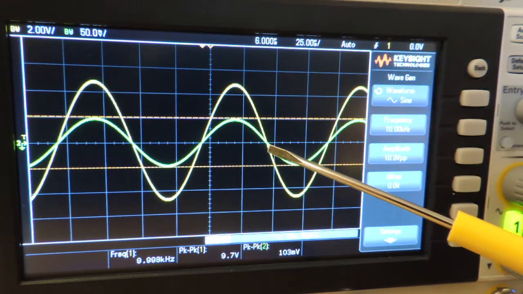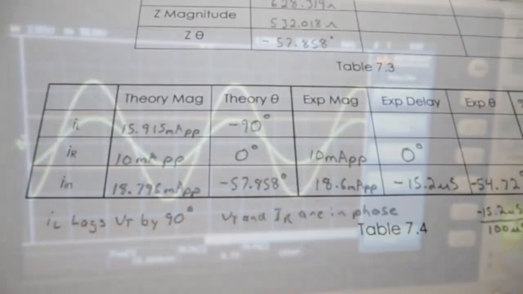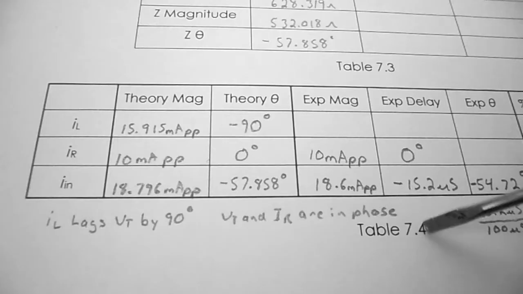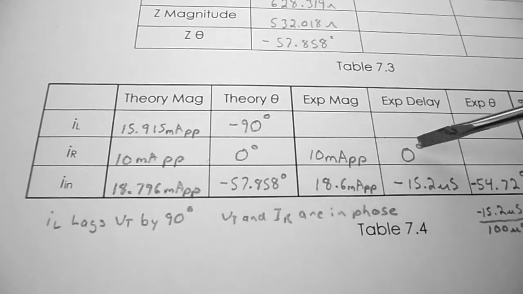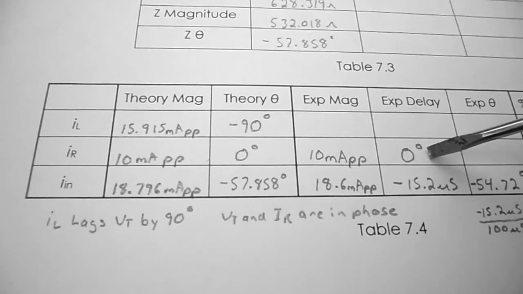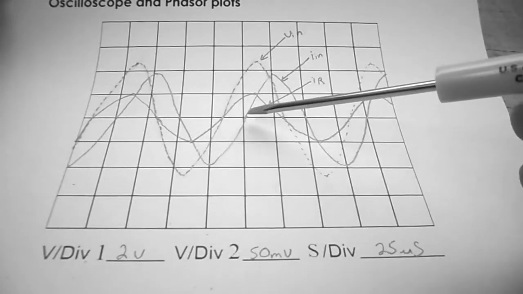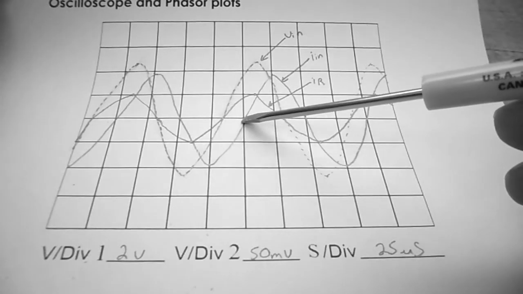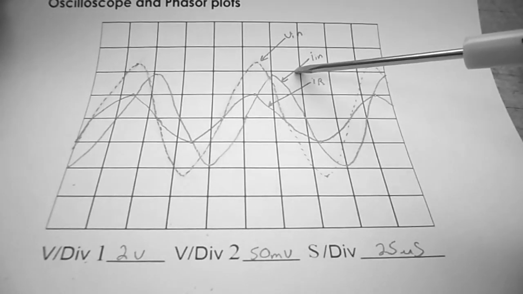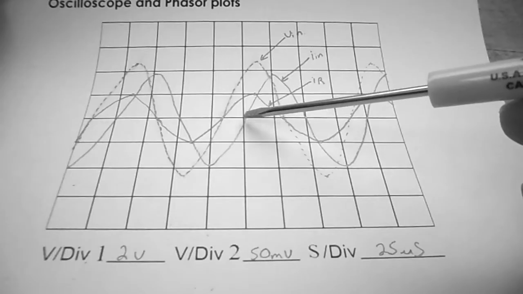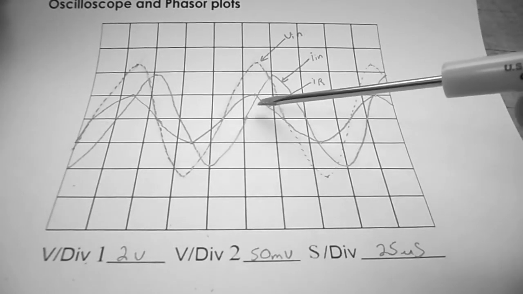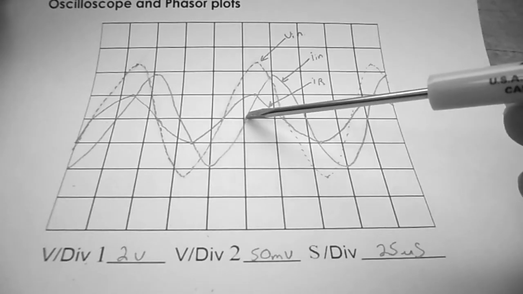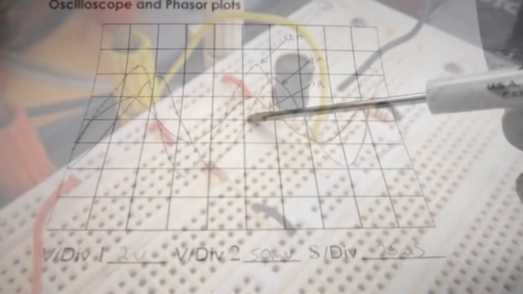So I'm going to record this as having a 0 degree phase angle. On table 7.4, I've recorded my IR as 10 milliamps and my delay as 0 degrees. On my graph paper, going through my zero crossing is I in, and my next waveform is IR. So you can see IR leads I in.